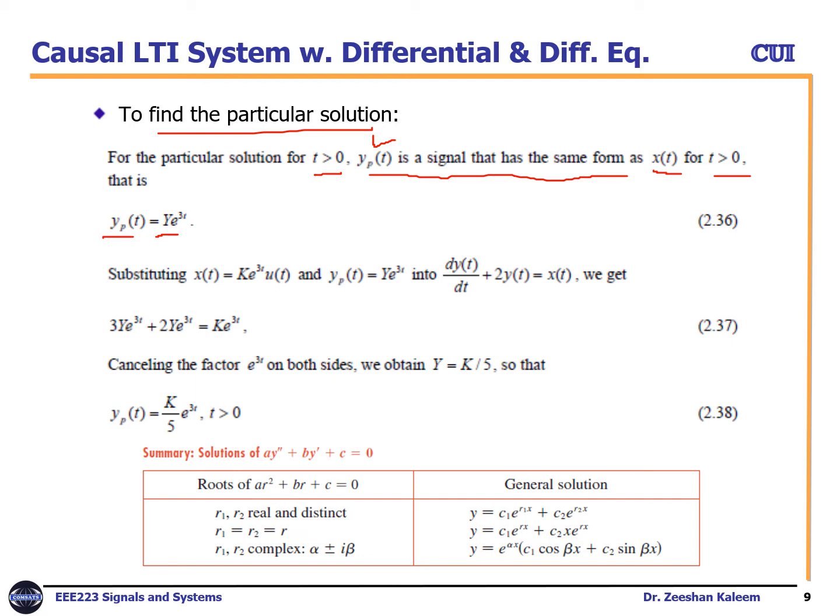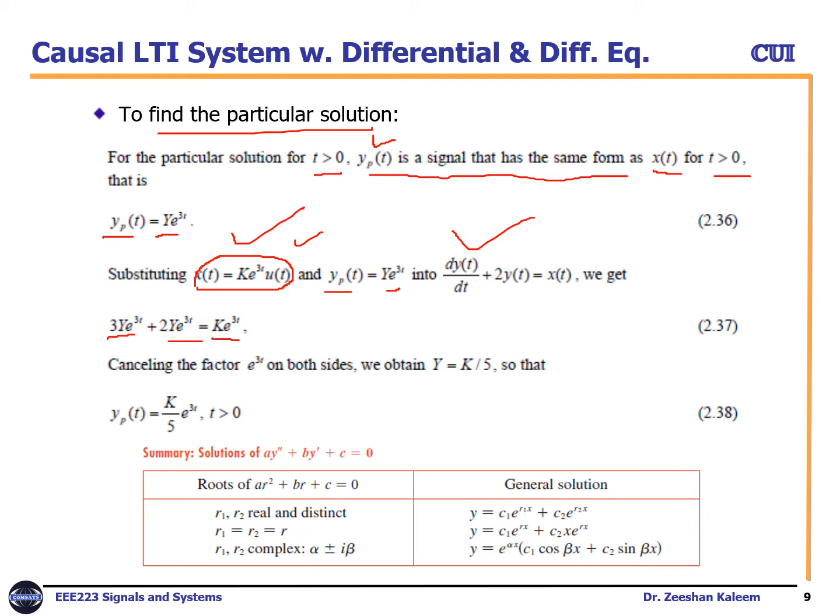Now substituting this x(t) = k e^{3t} u(t) into our equation. So for y_p(t) we have the particular solution Y e^{3t}. We generalize that with Y e^{3t} to write the same as our input signal, right? So we just put these two into this equation. So it becomes, taking the first derivative, 3Y e^{3t} + 2Y e^{3t} = k e^{3t}, right?